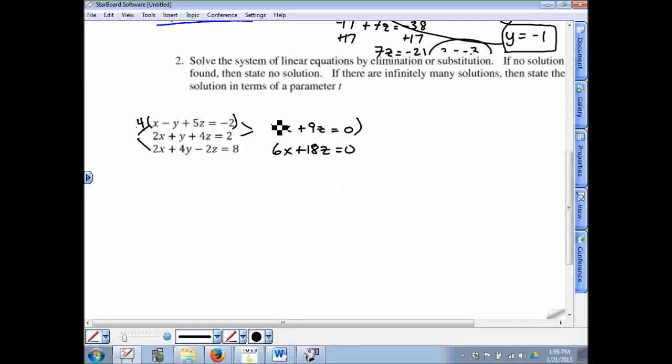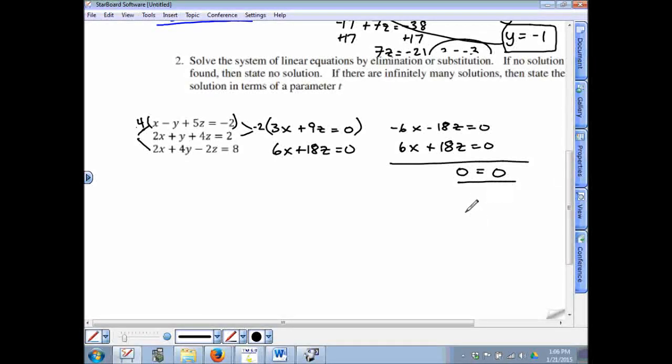So now we would want to solve this one, system of equations, by multiplying by negative 2. We get negative 6x minus 18z equals 0. So we end up with 0 equals 0. That's an indication of infinitely many solutions. So, if there are three equations, three variables, the convention is to let z equal t. This is the parameterization. Let z equal t.